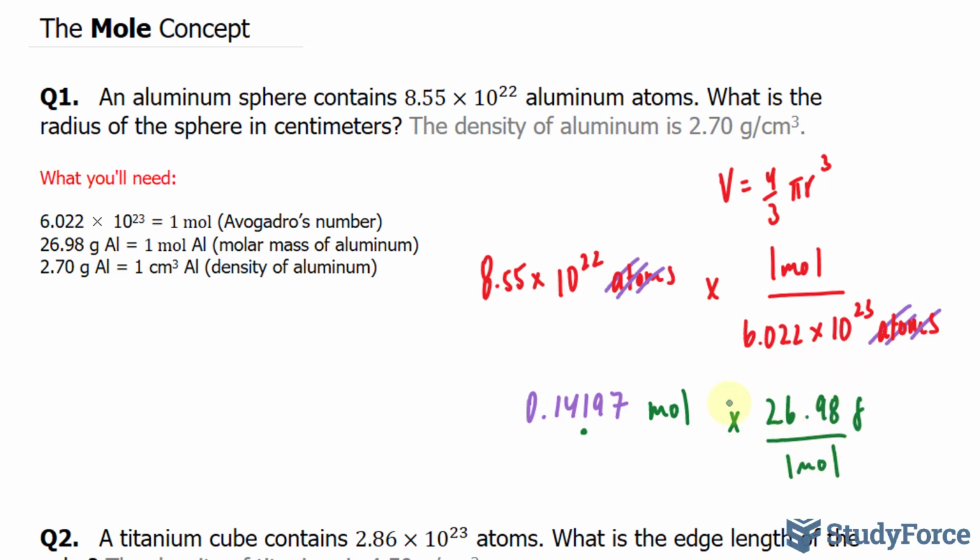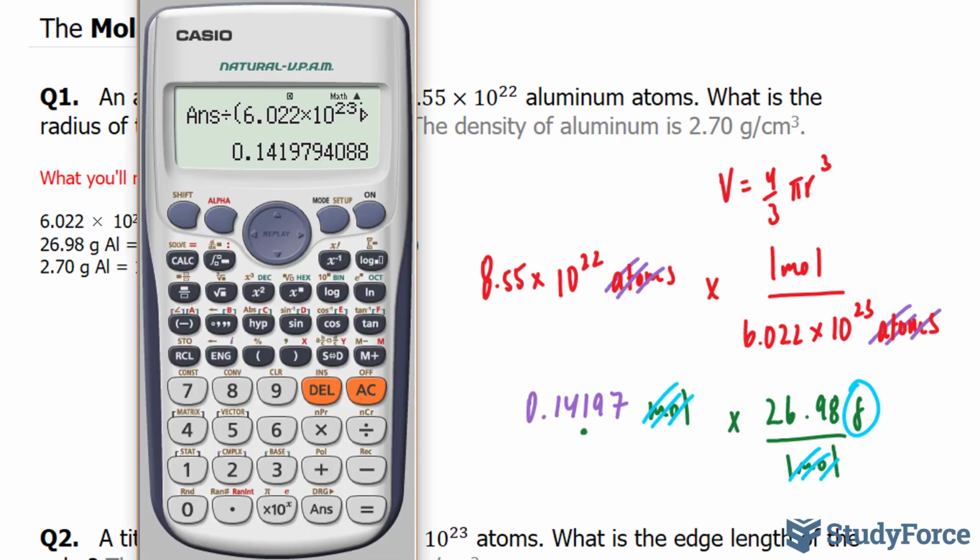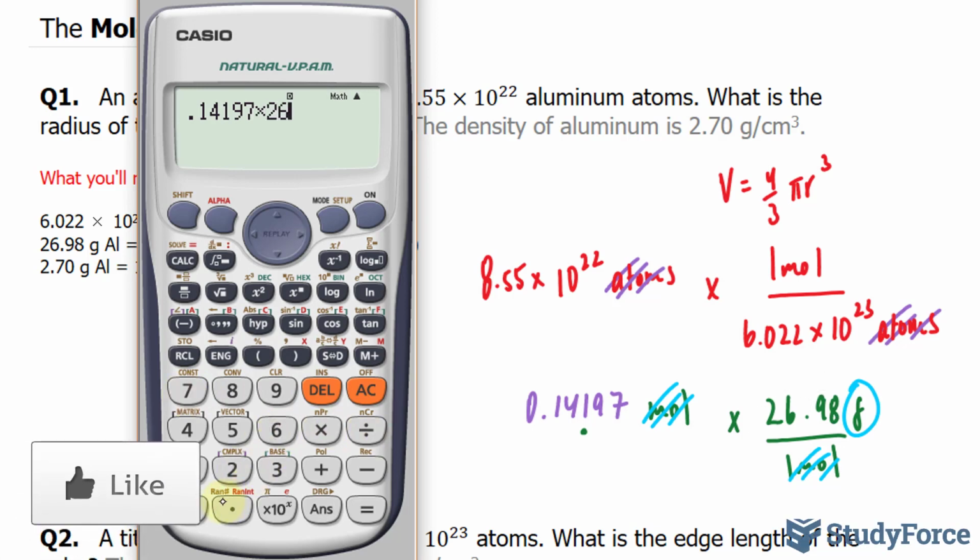And by orienting it this way, where the moles are at the bottom, the moles will cancel out, leaving us with grams. Using our calculator again, we have 0.14197 times this number, 26.98. We should end up with a number that has 3 significant figures, because the amount of significant figures here don't matter since it's an exact number.